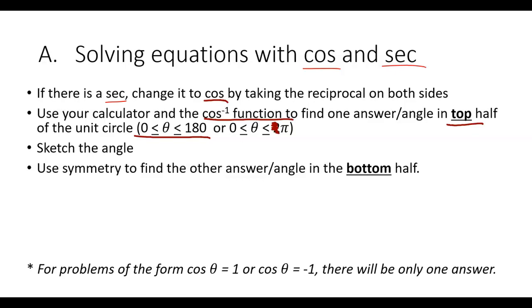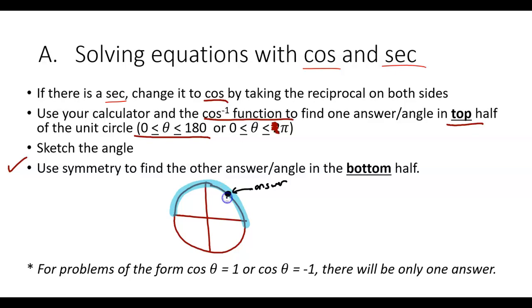After we've got that, I would say sketch the angle, because the next thing we're going to want to do is use that answer and some symmetry of the unit circle to find the other answer on the bottom half. So add this little picture here to your notes. As we've already pointed out, whenever you do arc cosine, it's going to give us some answer up here. Okay, so let's just say we had an answer here. The other answer will be directly below it in the bottom half.